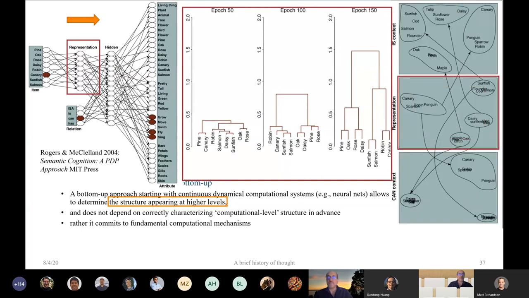Here are these same vectors plotted in 2D via principal components analysis. The structure of the hidden space here is rearranged depending on which relation is being queried. The rearrangement reflects the similarity of the entities as arguments of the particular relation.